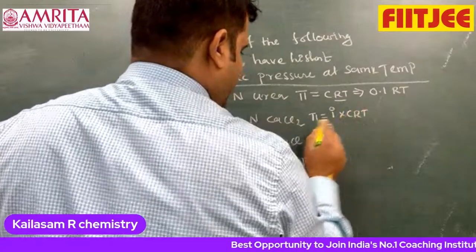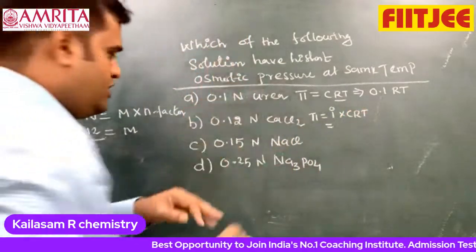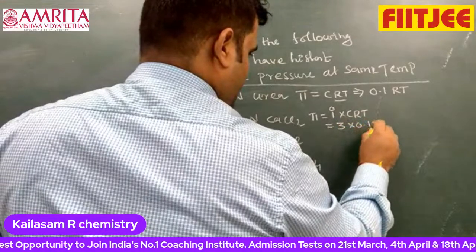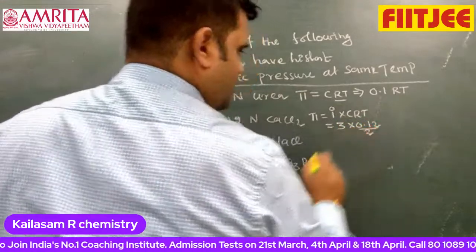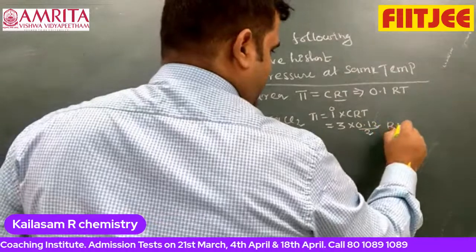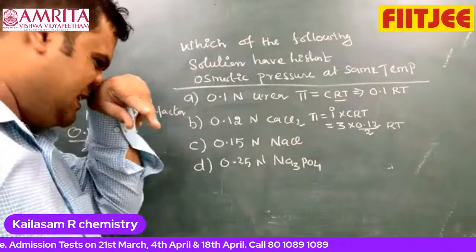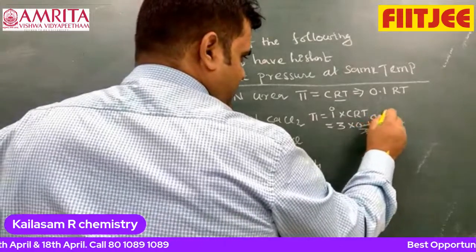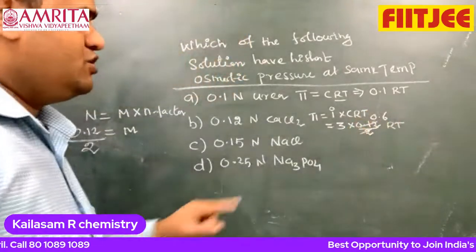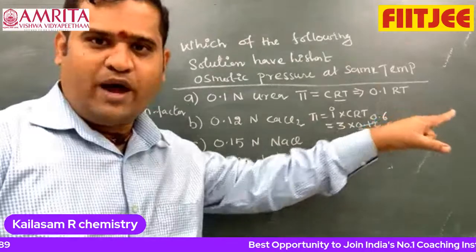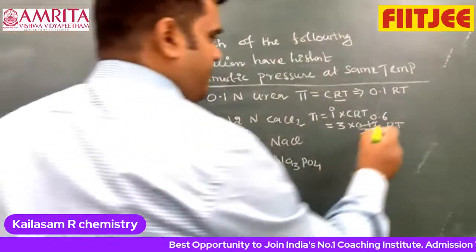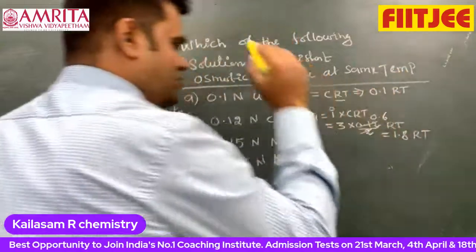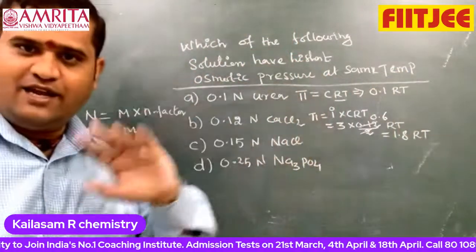I can write that i is what? CaCl2 gives 3 ions, so 3 into 0.12 by 2, which is 0.06, into RT. Therefore 3 into 0.06 is 0.18 RT. Nice question.